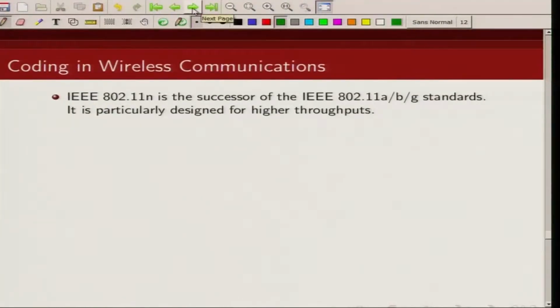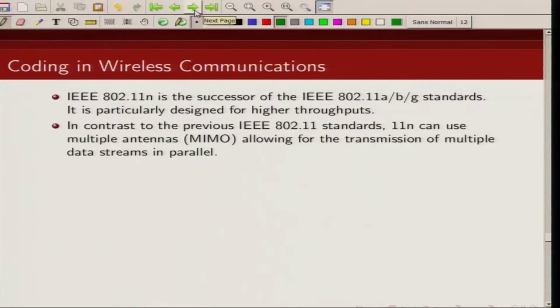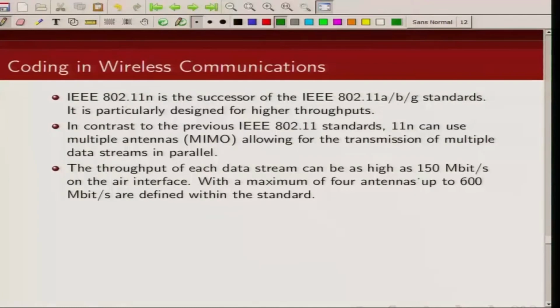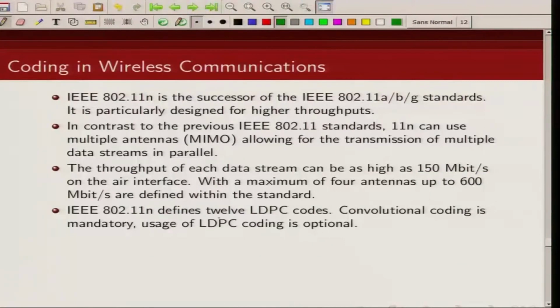Now let's move to applications in Wi-Fi. IEEE 802.11n, which is a successor of IEEE 802.11 a, b and g, supports multiple antennas for transmission. So you could get about 150 Mbps in each data stream. If you use 4 antennas, you can get up to 600 Mbps. Here 12 different LDPC codes have been suggested.